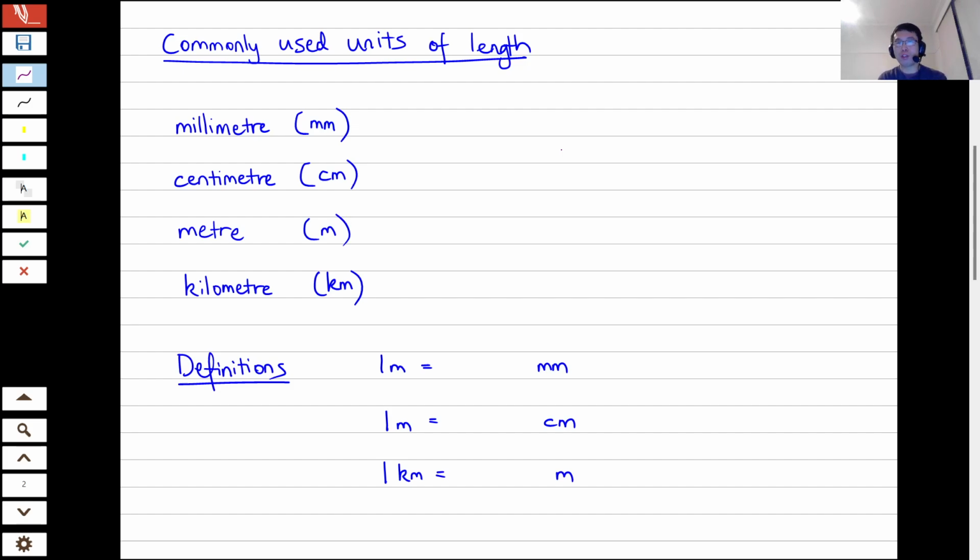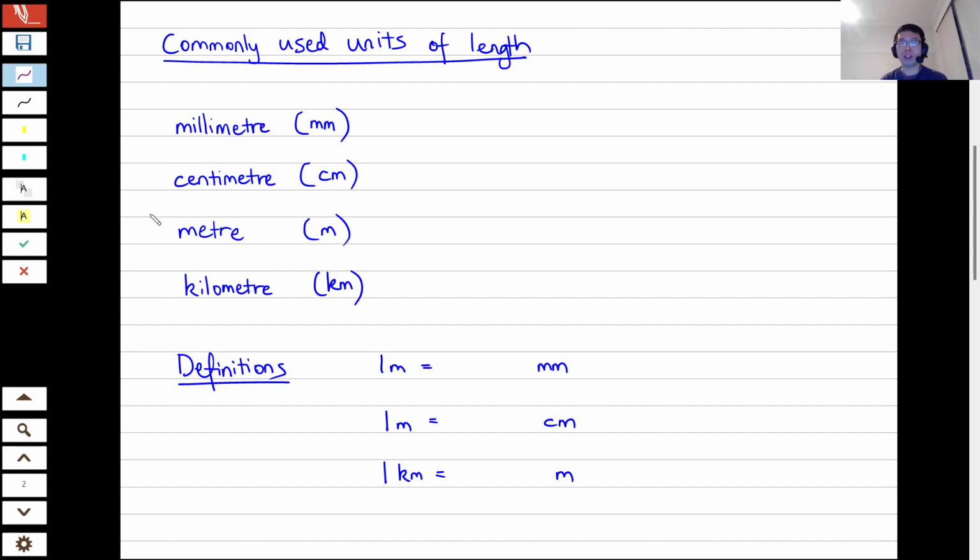There are only 4 commonly used units of length that I want you to know. The one that we just talked about when measuring the distance from Alexandra to Melbourne was the kilometer, and that's one of the larger units. We could also talk about the meter. If you measure your height, you're probably somewhere between 1 and 2 meters tall.